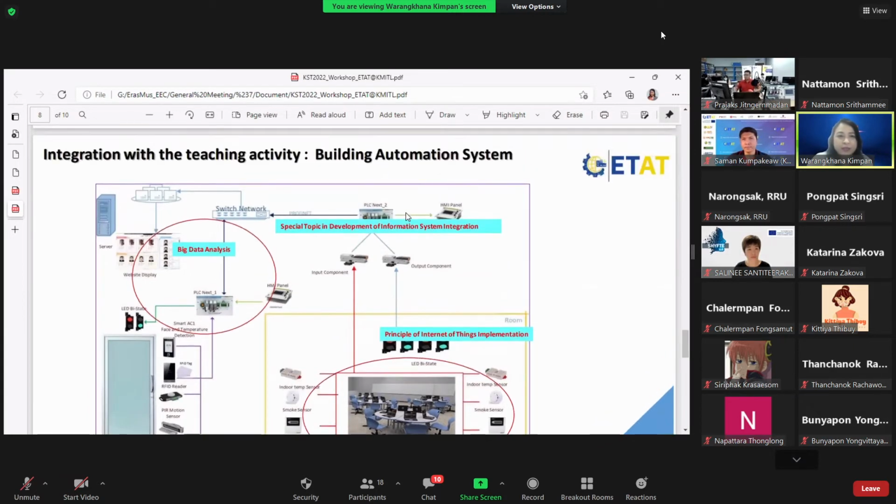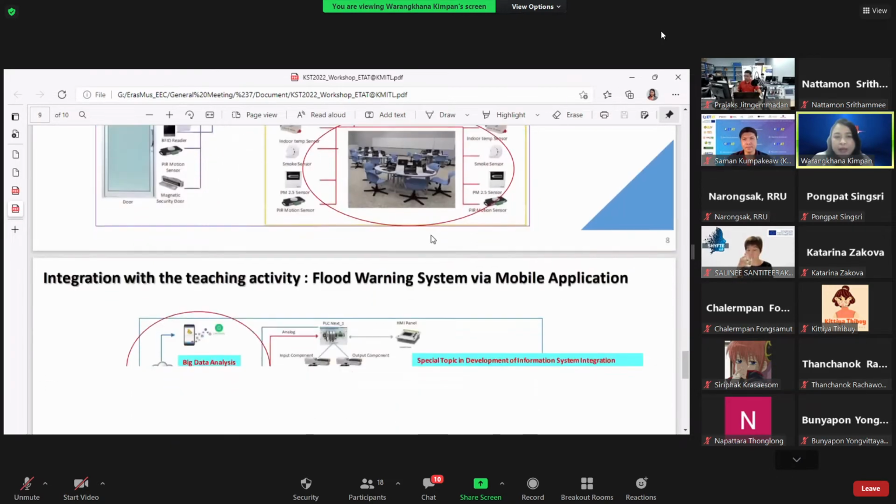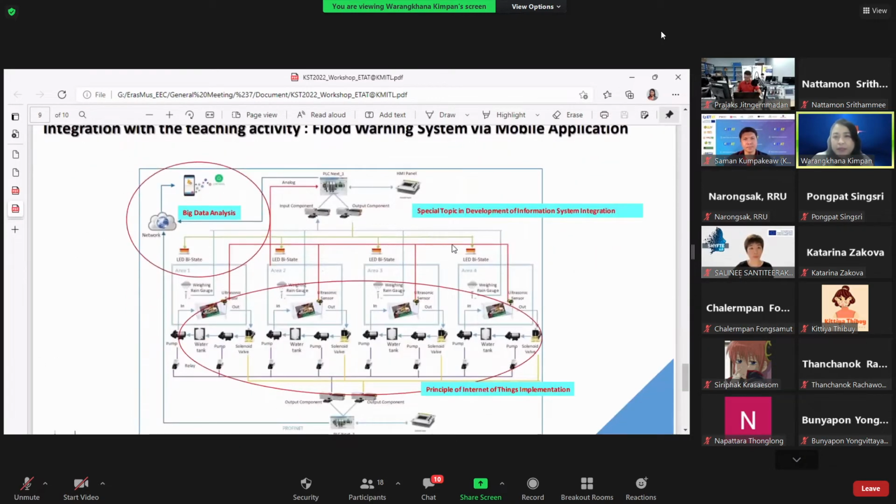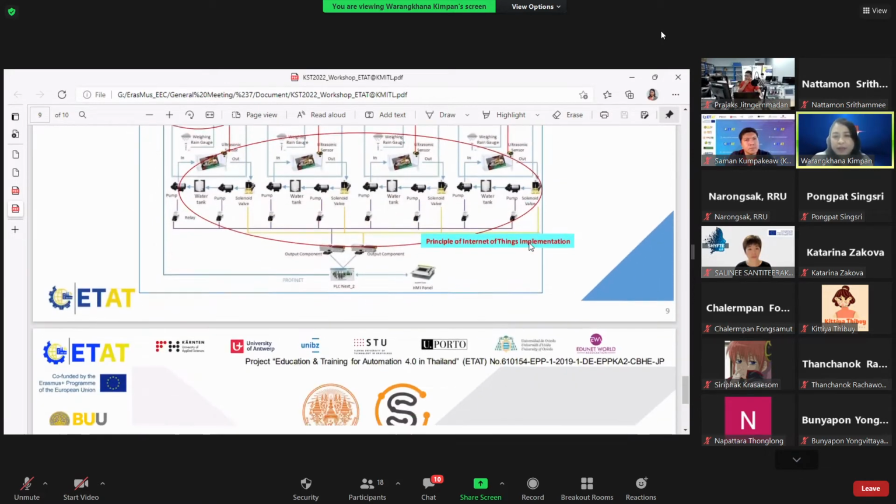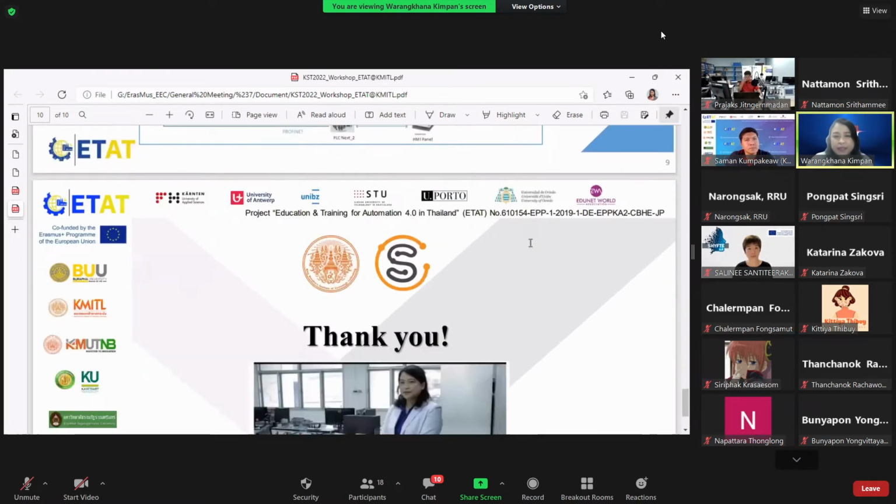So this is the point of view of the building automation system, as well as the flood warning system via mobile application. We can use them to integrate courses like big data analysis and IoT, and the special topic in development of information system integration. So this is our concept for two applications.